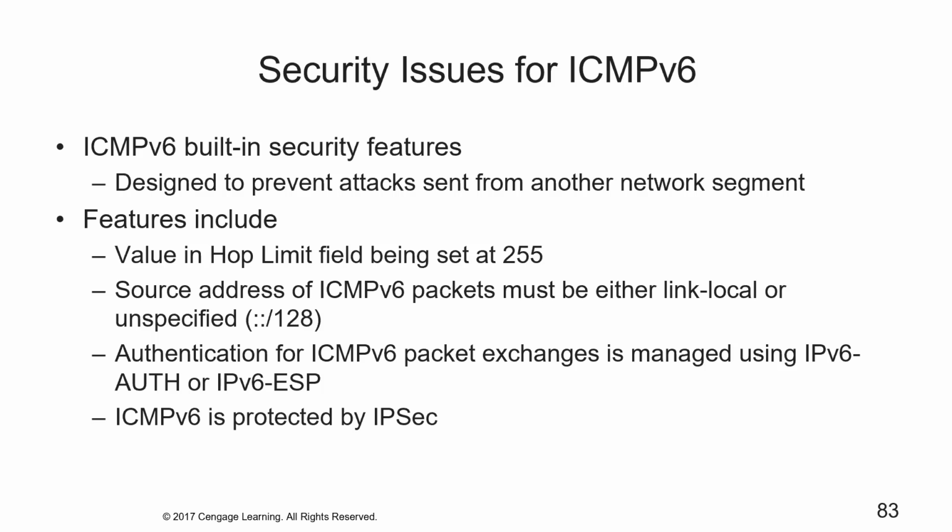Security issues exist in ICMPv6 too, but there are built-in security features in v6. It's designed to prevent attacks sent from another network segment. So there are features such as the value in the hop limit field being sent as 255. The source address of ICMPv6 packets either has to be link local or unspecified. Authentication for v6 packet exchanges is managed using IPv6 AH or IPv6 ESP. And then ICMPv6 is also protected by IPsec.